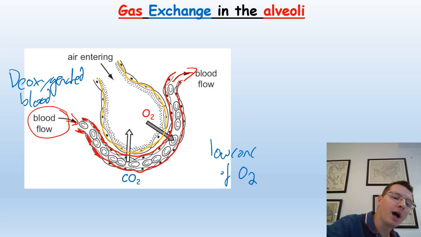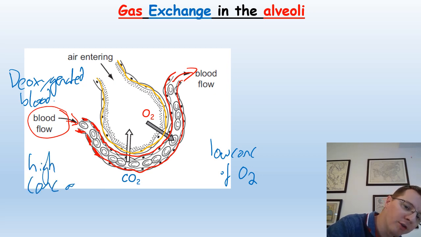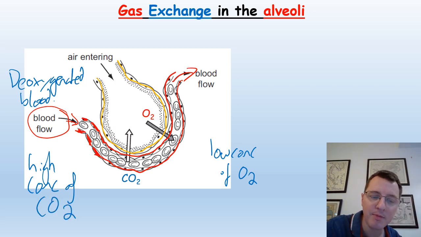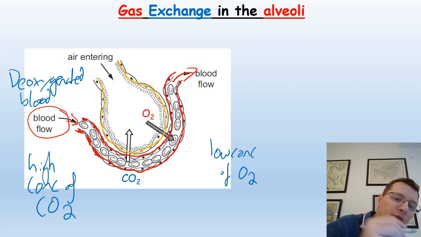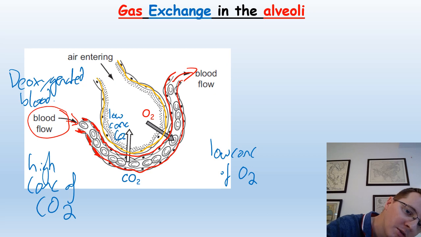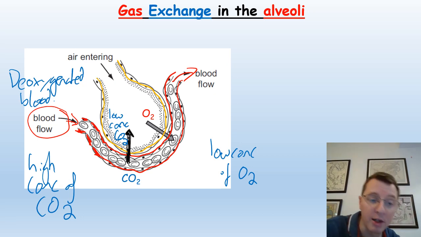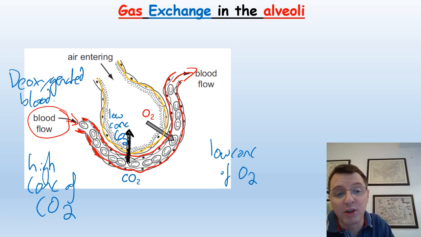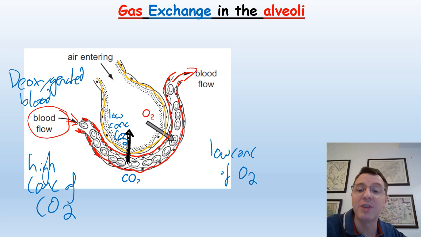However, there is a high concentration of carbon dioxide in that blood. Now, the air that we breathe has around 0.03 or 0.04% carbon dioxide. It's a very low concentration of carbon dioxide. So therefore, carbon dioxide will diffuse from the blood into the air, just because we have a high concentration of carbon dioxide in the blood and a low concentration in the air. Simple diffusion, it's passive, it doesn't need any extra energy.